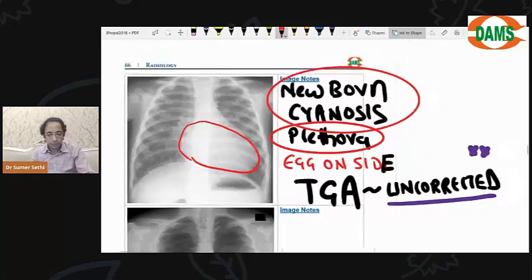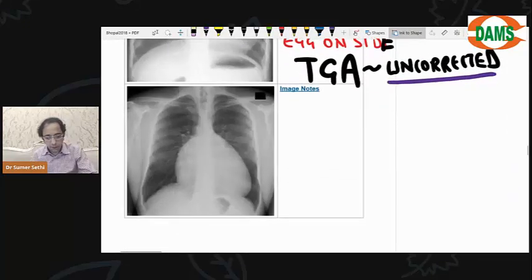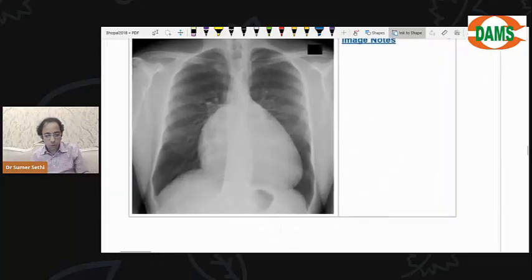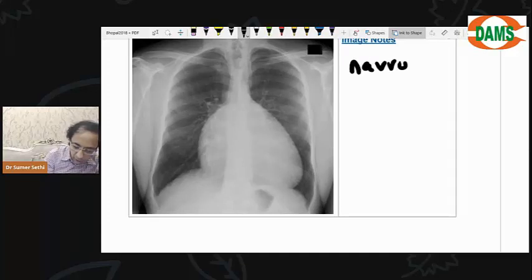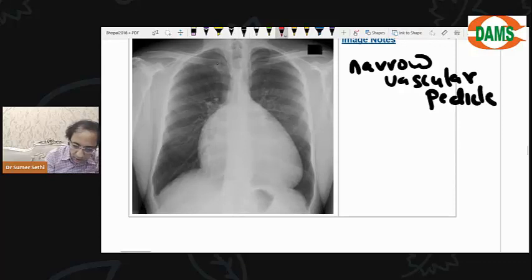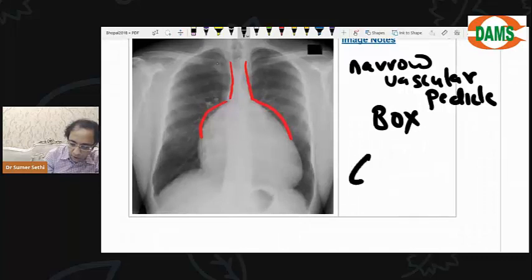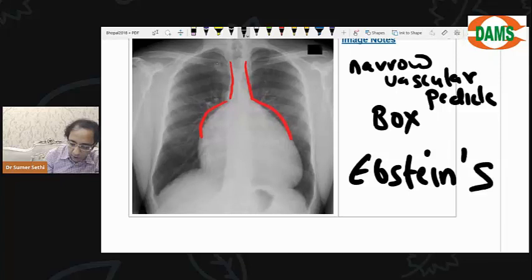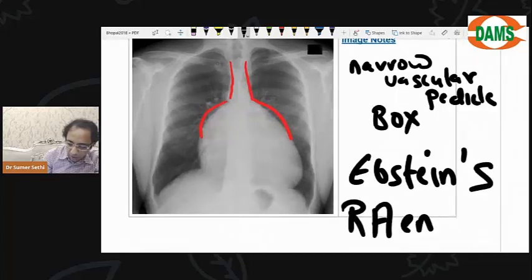Very good. Now, the final picture here, before I go to the next topic. The final picture here is, please see and answer. Okay, narrow vascular pedicle. That means this area is narrow. Then this is like this, like this. What do you think? A heart shaped like a box. This is Epstein's. The underlying cause is massive enlargement of right atrium.